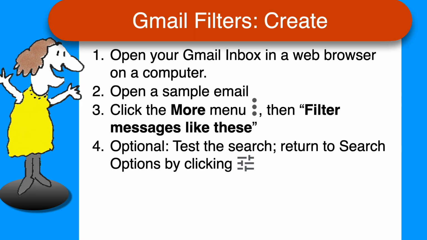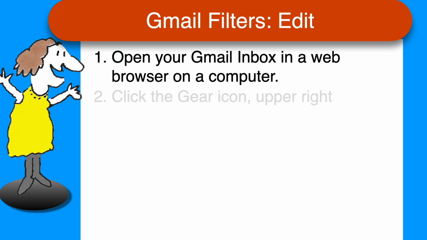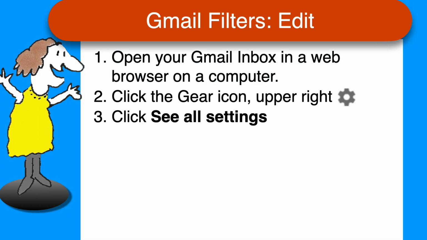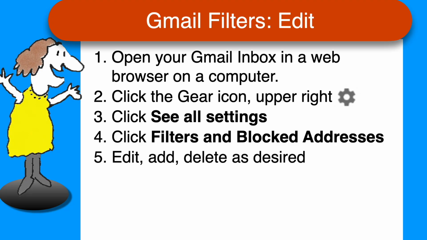Then return to the search form by clicking the Show Search Options icon in the search bar at the top. Click Create Filter to continue, and then select the desired actions. Don't forget to check Also Apply Filter to Matching Conversations to include past emails. And finally, click Create Filter. You can also create, edit, or delete filters by clicking the gear icon, then See All Settings, then Filters and Blocked Addresses.